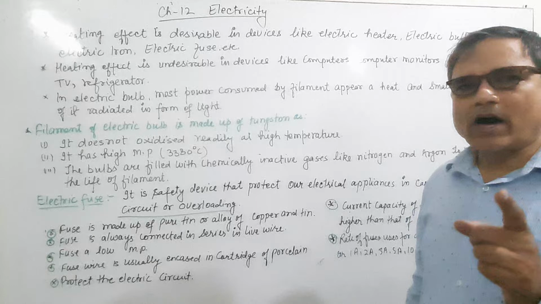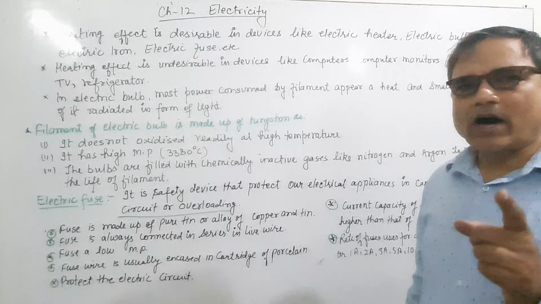And why is it connected in series? Because the fuse wire has a low melting point. When we place it in series, the current will pass through the circuit. If the limit in the circuit is exceeded, then it will break. And the fuse wire has the property of low resistivity. Low resistivity means it does not resist the current, it allows it to pass. Therefore, it is made of a low melting point material.